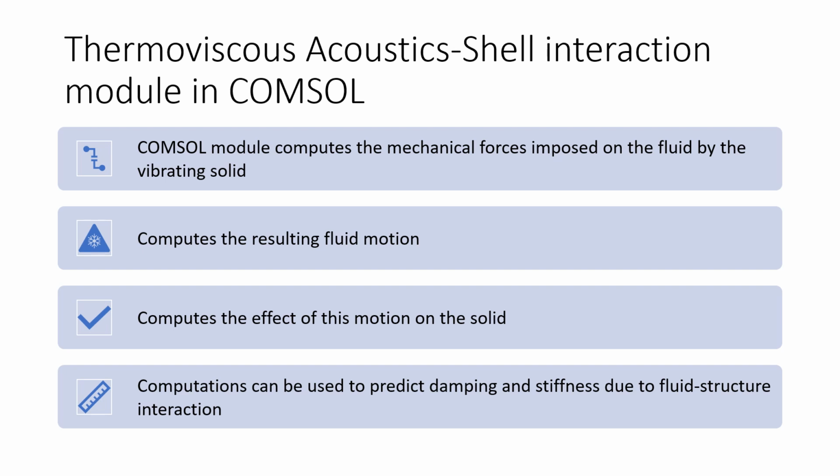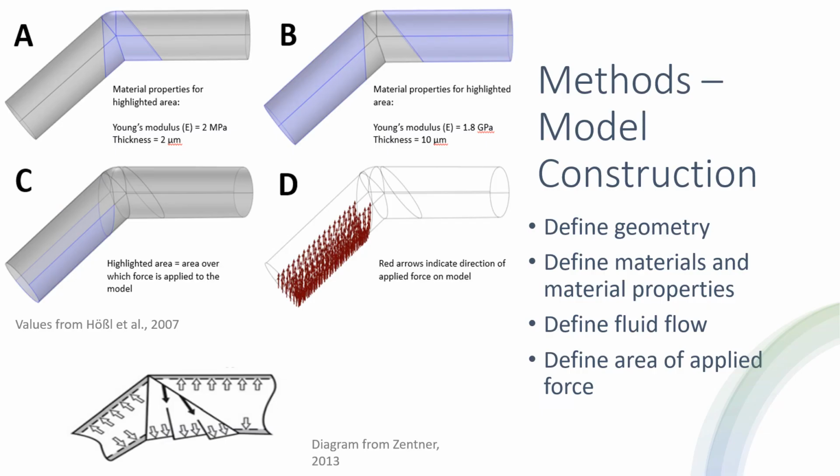Now the reason for this is because this module computes the mechanical forces imposed on a fluid by a vibrating solid. It computes the resulting fluid motion. It computes the effect of this motion on the solid. And taken together, all of these computations can be used to predict damping and stiffness due to fluid structure interactions.